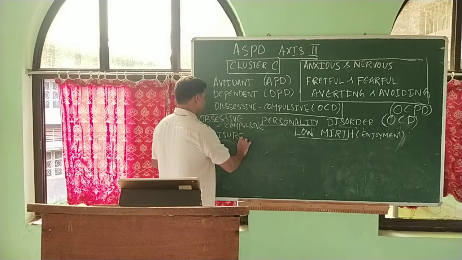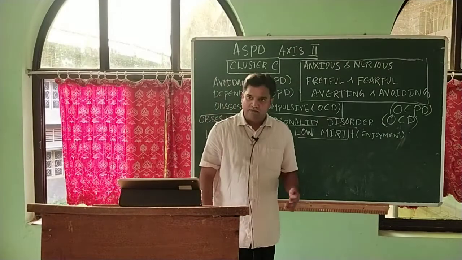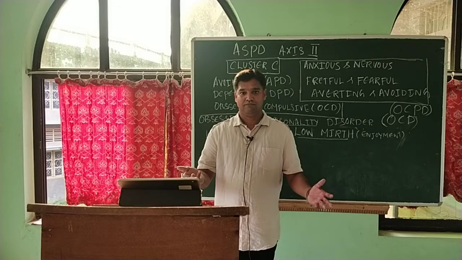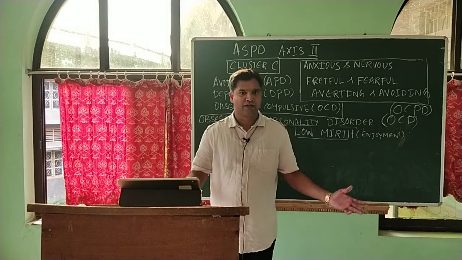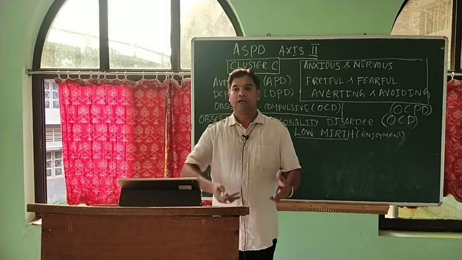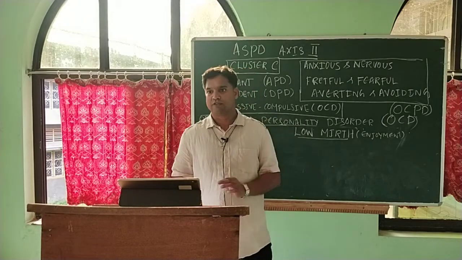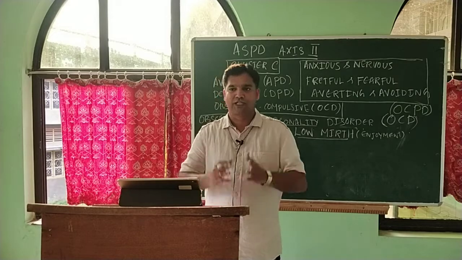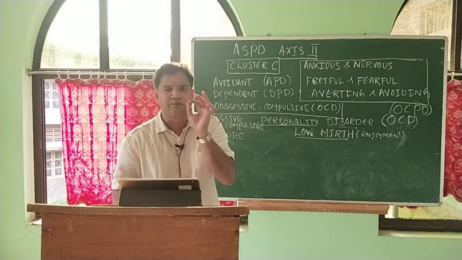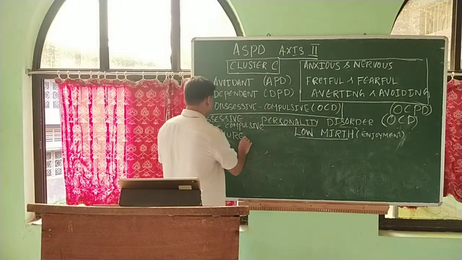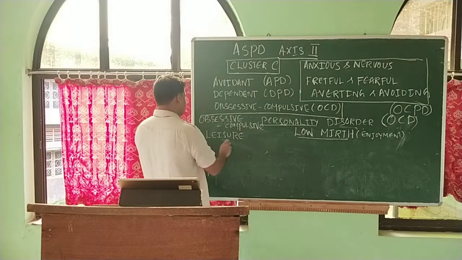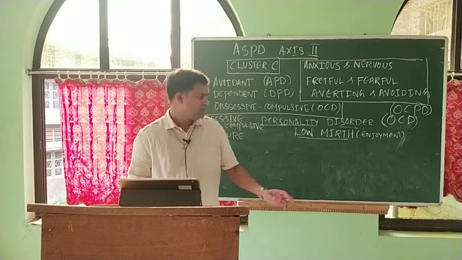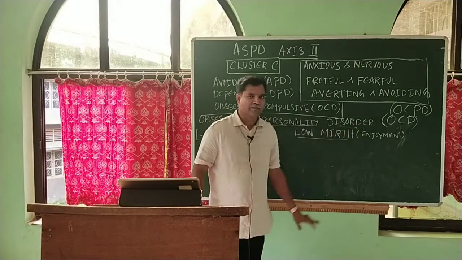If you give them time for recreation, they don't go for recreation. They will be doing something else. They think it's a waste of time. Others will be having recreation and fun or watching television or doing something else. Whereas these people, they go and continue their work because they cannot afford to have recreation. That's what they think. L stands for leisure activity. It is very minimal, no leisure activity. Low mirth means no enjoyment.